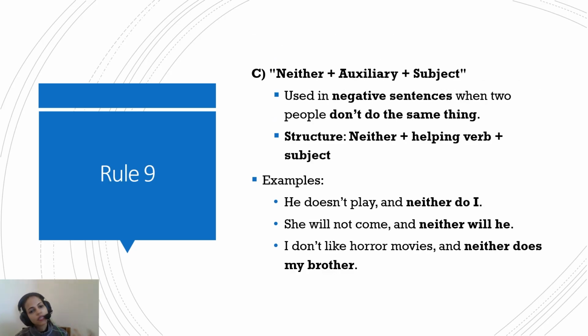Similarly, it's very similar with neither. Neither plus auxiliary plus subject. So if you're using it in negative sentences, then you can use neither plus helping verb plus subject. He doesn't play, neither do I. She will not come, neither will he. So it's not like "she will not come, he will not come." It doesn't sound very good. She will not come, neither will he. I don't like horror movies, neither does my brother.